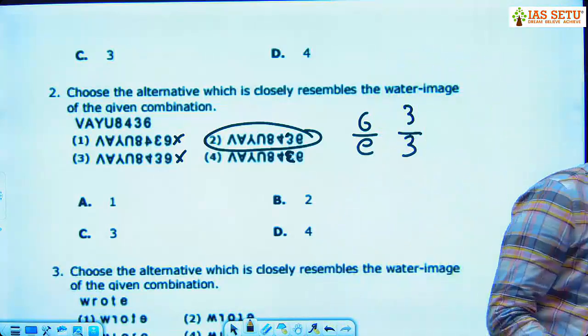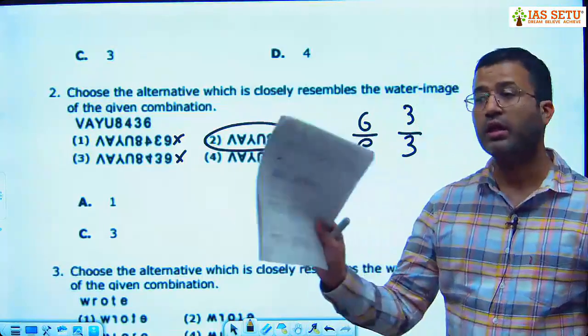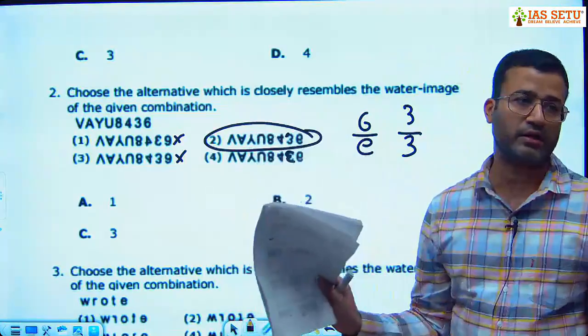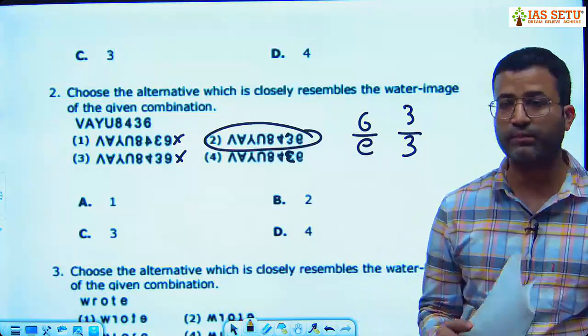Now your homework: tomorrow and Sunday there is no class, so you can do the remaining questions. It is more than enough, no extra practice. Non-verbal reasoning, no need to do any extra practice. Your next week timetable.